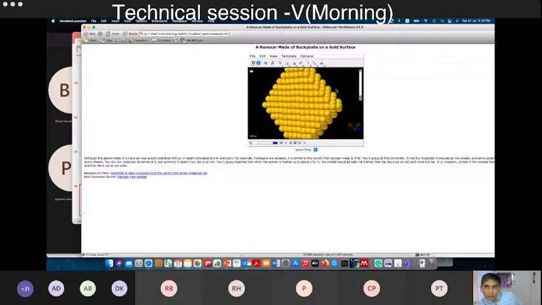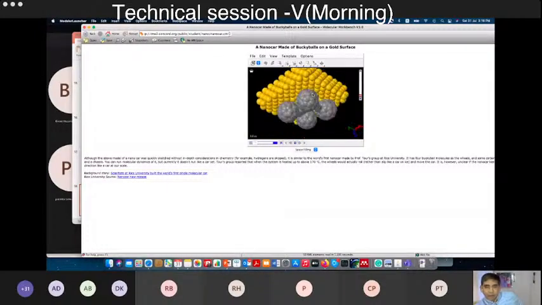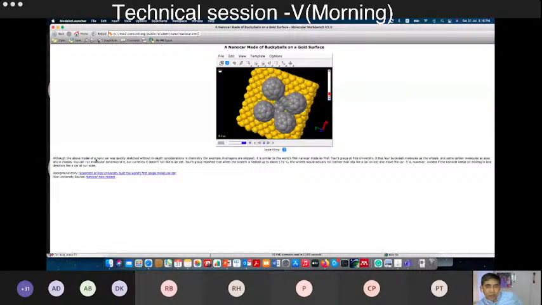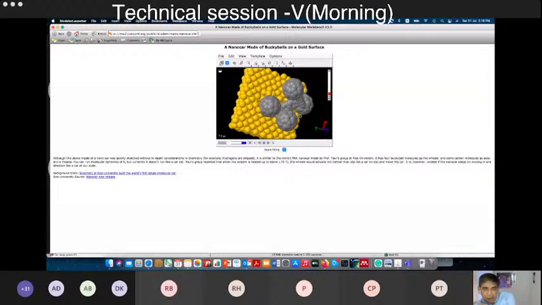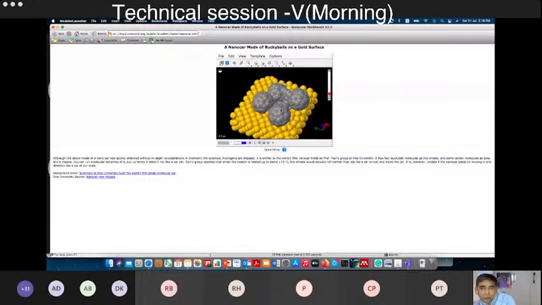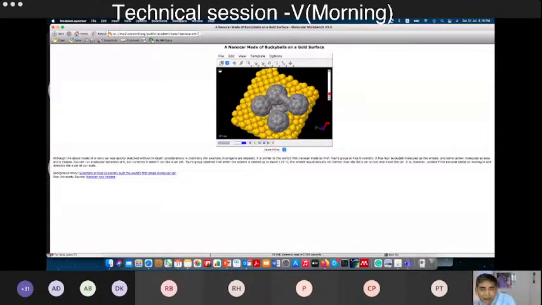This is Professor Tour's group at Rice University. So it has, I will bring my screen here, then you can understand. This above model of a nanocar was quickly sketched without in-depth consideration in chemistry. This is a model they have criticized, in the sense that the carbon hydrogen atoms are missing here. That is, it has four buckyball molecules as the wheels and some carbon molecules as the axis. So, like a car, you have an axle.